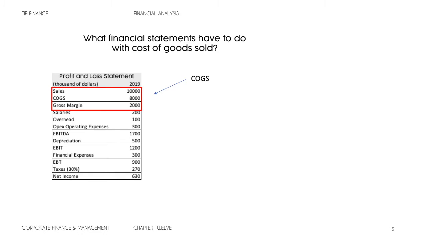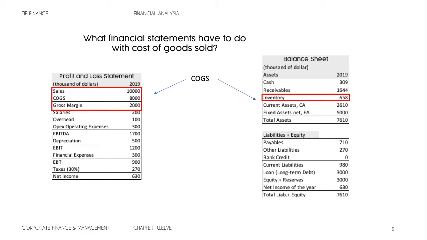Then what do financial statements have to do with cost of goods sold? So first we have the profit and loss statement, and here you can find the COGS, of course. And then you have the balance sheet, and well, you don't see the COGS, but it's very related to it because you have inventory. And what does inventory have to do with the cost of goods sold? So let's check it out.